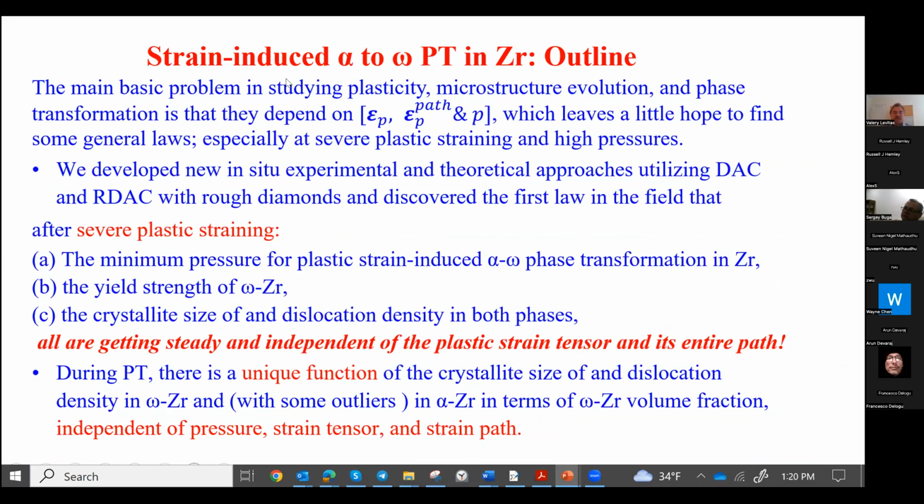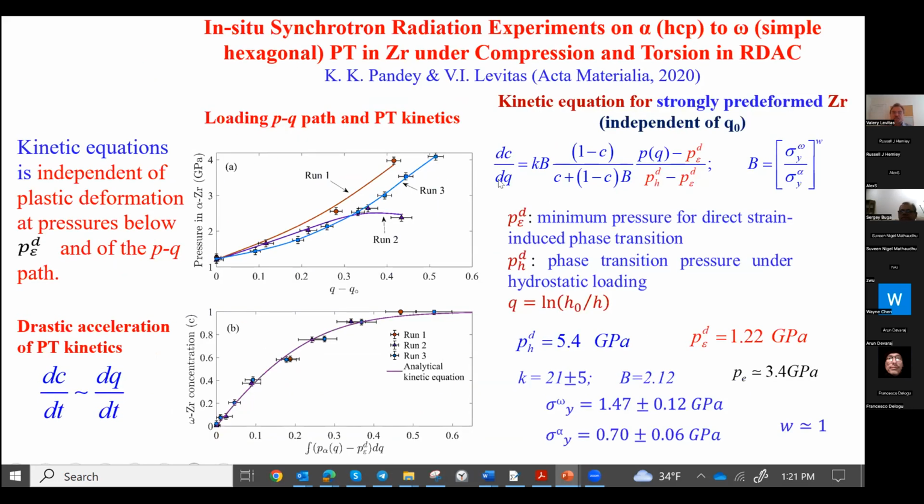Next topic is strain-induced alpha to omega phase transformation. The main basic problem in general in studying plasticity, microstructure evolution, and phase transformation is that they depend on all 5 components of the plastic strain tensor, the entire path, and pressure, which leaves little hope to find some general laws. Dependence on path means that if we compress and shear, or first shear and compress, or any intermediate combination, the result will be different. And what I will show is that we developed new in situ experimental and theoretical approaches, which should allow us to find first laws for each of these fields and for each of these processes and for their interaction. And this is important.